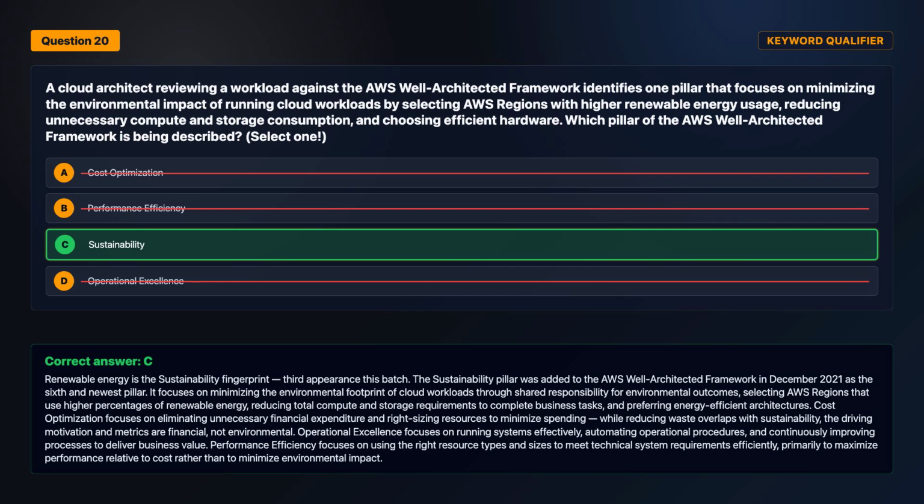Cost optimization focuses on eliminating unnecessary financial expenditure and right-sizing resources to minimize spending, while reducing waste overlaps with sustainability. The driving motivation and metrics are financial, not environmental. Operational excellence focuses on running systems effectively, automating operational procedures, and continuously improving processes to deliver business value. Performance efficiency focuses on using the right resource types and sizes to meet technical system requirements efficiently, primarily to maximize performance relative to cost rather than to minimize environmental impact.